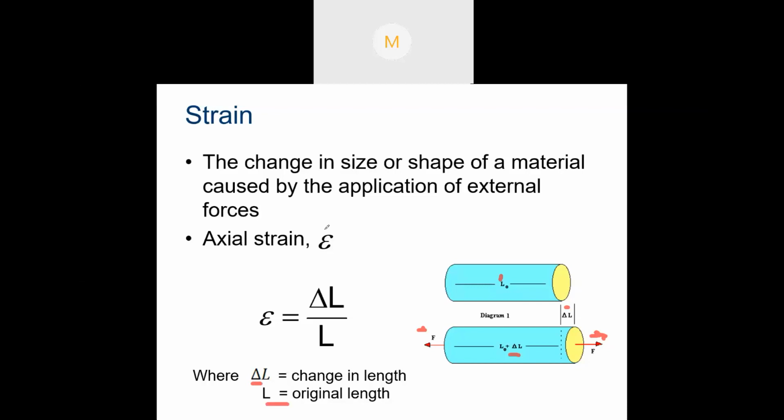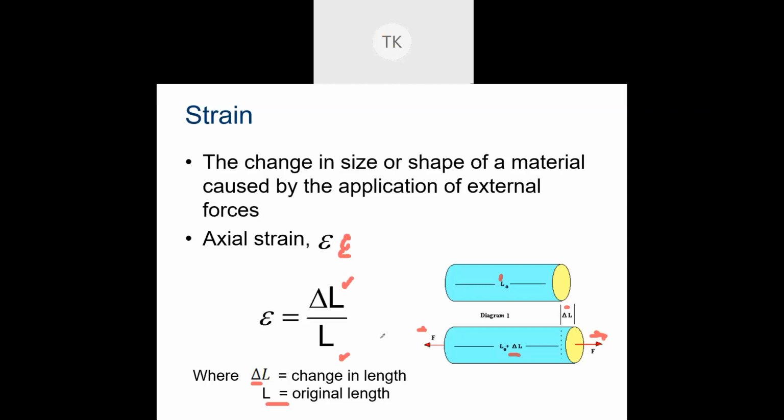So strain, epsilon, is given by what? This is the expression for strain: del L by L. Is it clear? I'm asking once again, is it clear for you all? Yes, sir. Good.